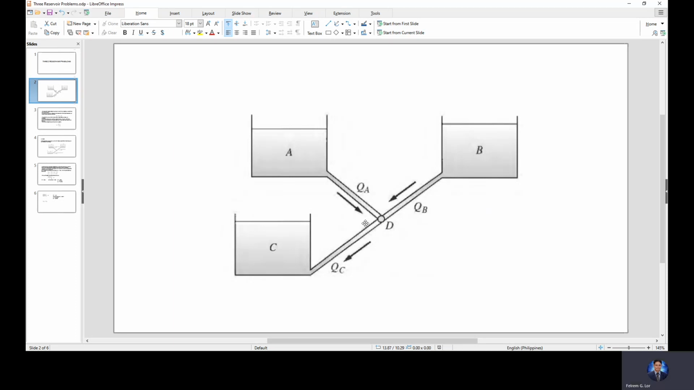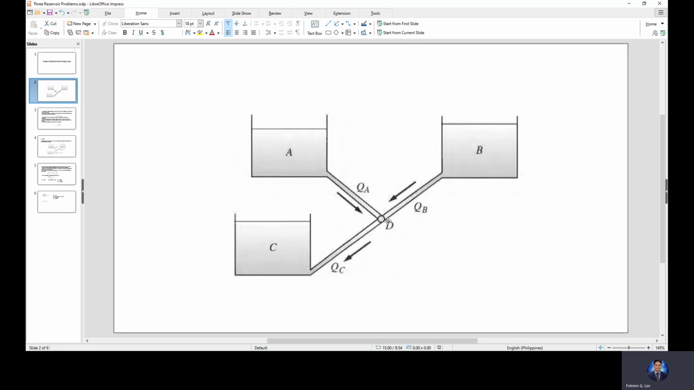But in this case, between A and B, we do not know. In this particular diagram, it is stated that the water is flowing from A to D. So we have points A, B, C, and D. But it is not always the case since there are situations where water will flow from D. By the way, D is a junction, a connector between the three reservoirs.